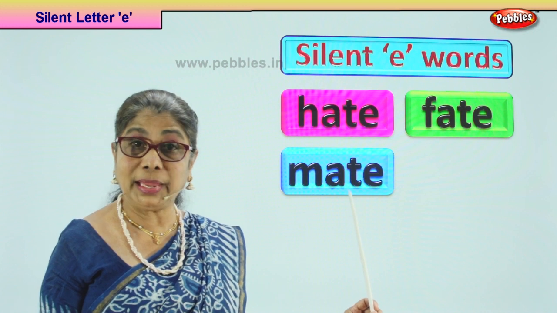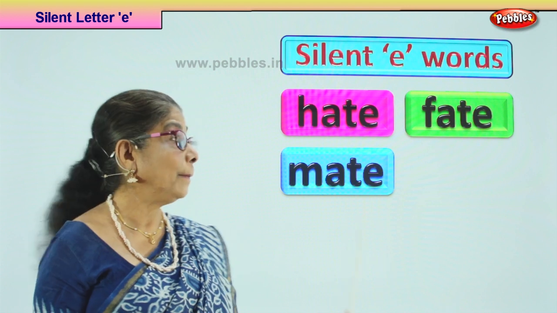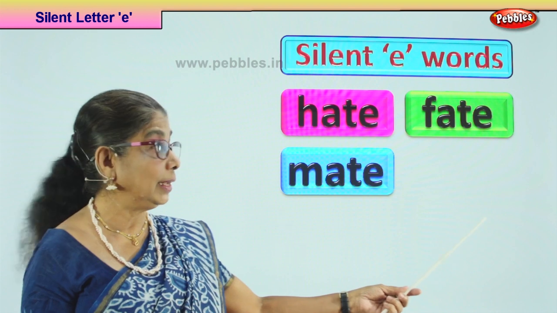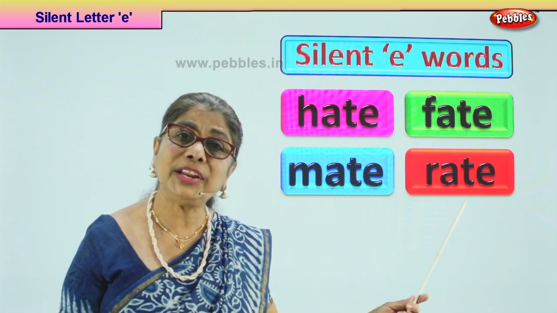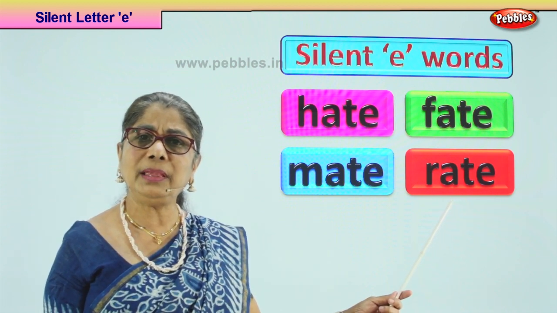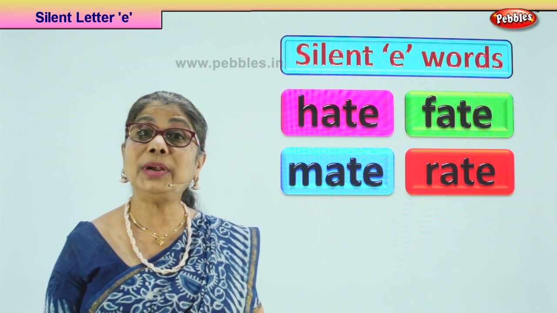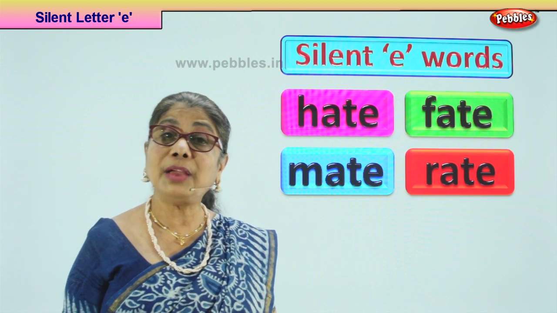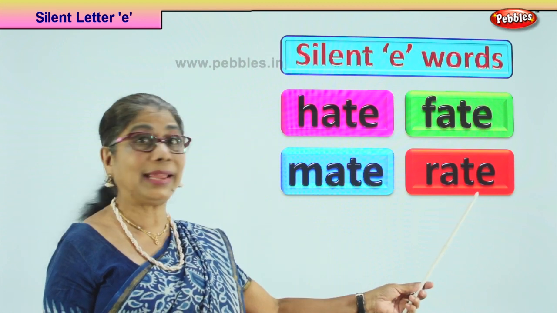Mate. What is mate? Your classmate. Always help your classmate. Mate. Right? Our next word is rate. How does the teacher rate you in the class? In what grade does she put you? Does she put you in B or C, A plus, C plus? How does she rate you? Are you good in reading? Are you good in scoring maths? Are you good in repeating the table? The teacher will rate you correctly.